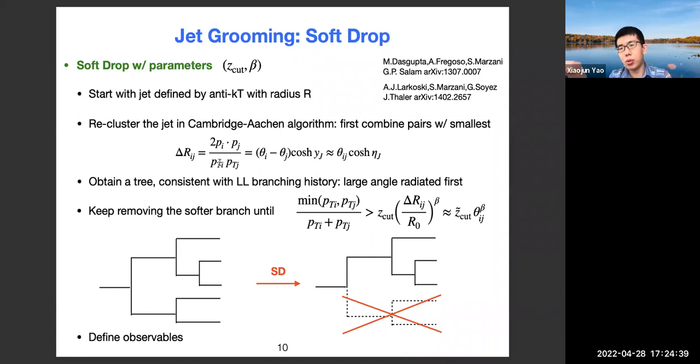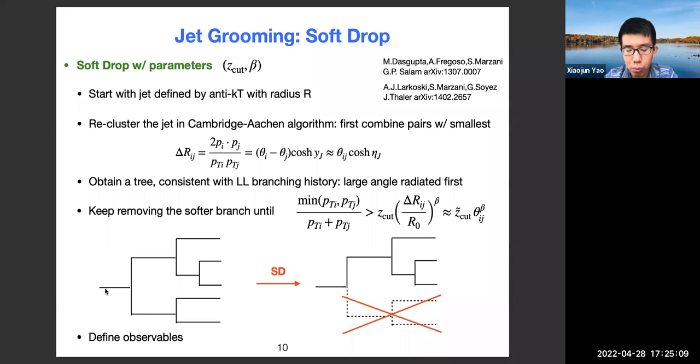By doing this reclustering, we obtain a tree of radiations, and then we just inverse that tree, and it becomes consistent with the leading log branching history, which means large angle radiations happen first, and in the end, small angle radiations. That is closely related to this reconstruction algorithm. For example, this is a typical tree in the jet radiation history.